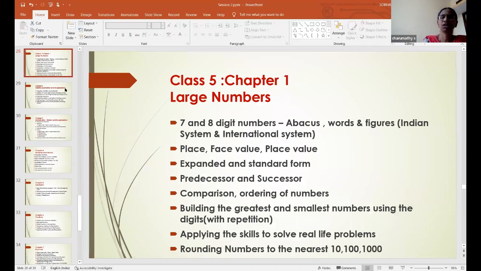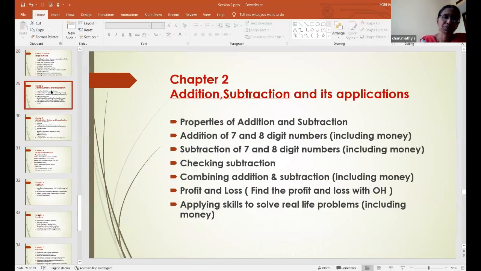Coming to class 5, I think all of you know that we are dealing with 7 and 8 digit numbers with the Indian system and international system. An extra subtopic would be rounding numbers to the nearest 10, 100, and 1000, or we can name it as estimate also.